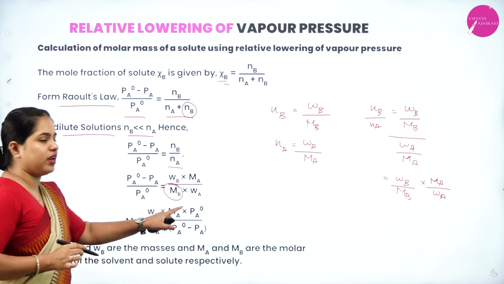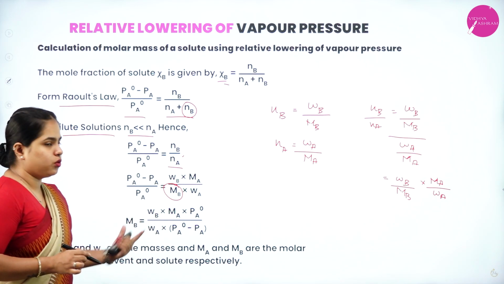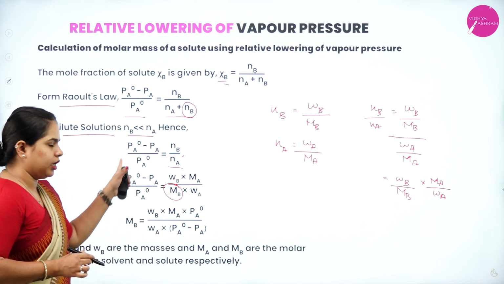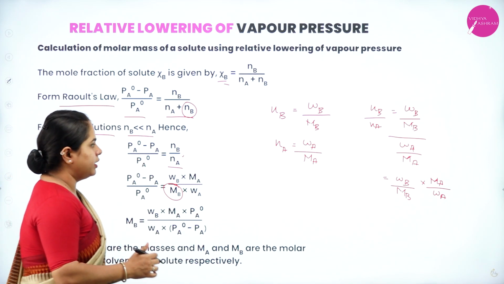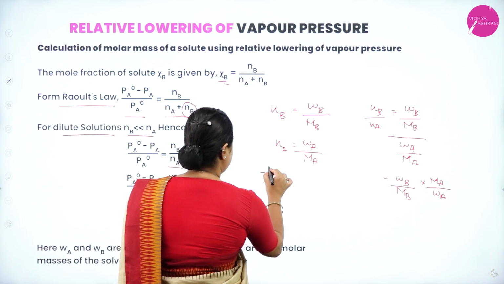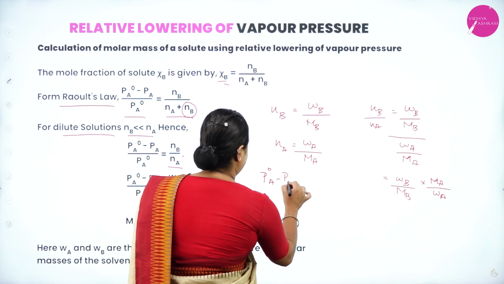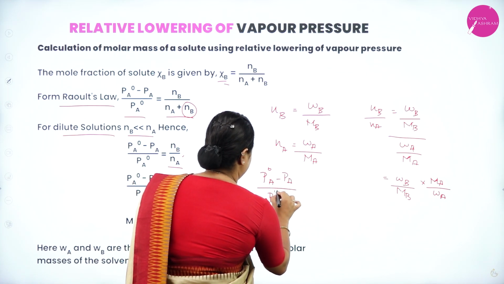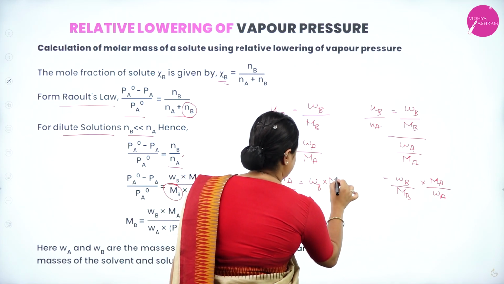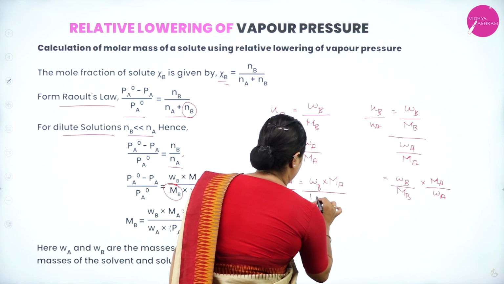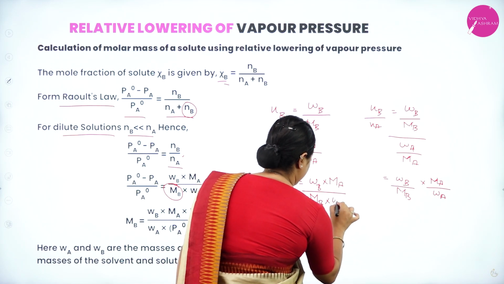So, you are just going to rearrange your equation so that you will end up here. Mb we are taking to this side, to the numerator. So, this whole part is going to come here, right? The equation you have as of now is (P naught A minus Pa) divided by P naught A is equal to Wb into Ma divided by Mb into Wa.